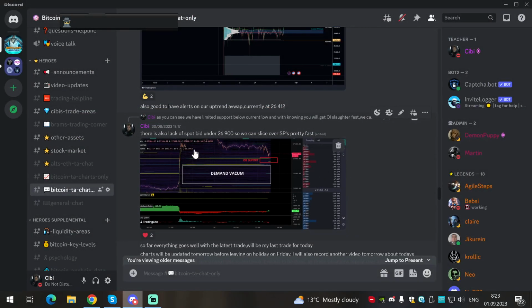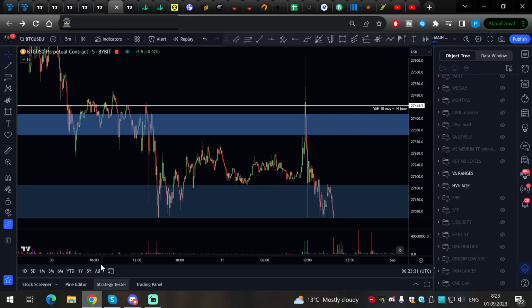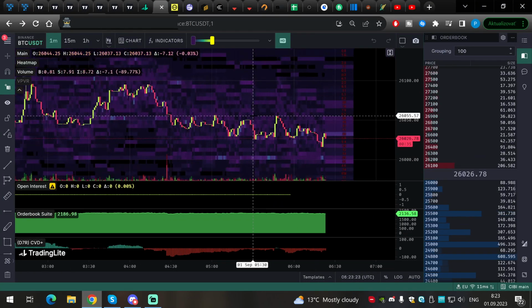There is also a lack of spot bids under 26,900, so we can slice over single prints pretty fast, and that's what we saw yesterday. And look at the order books, right? Nothing changed there.